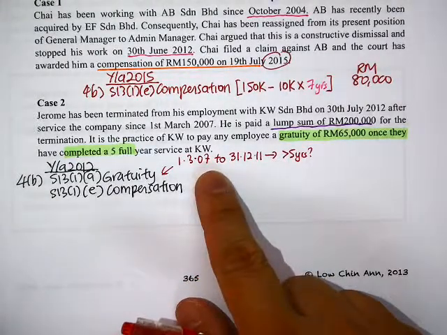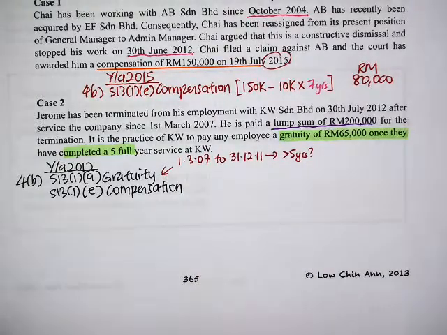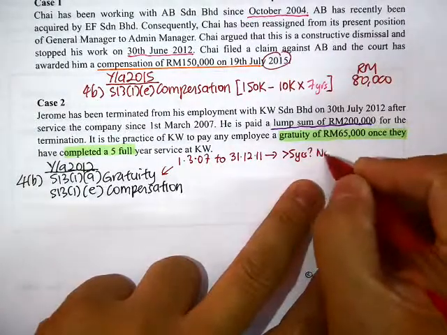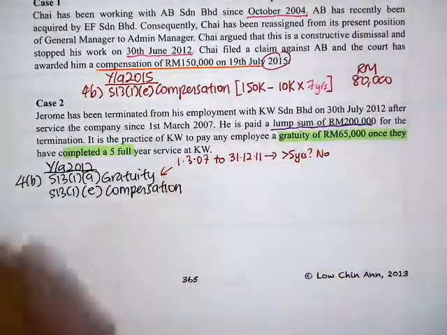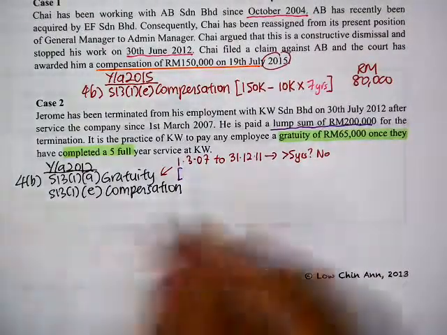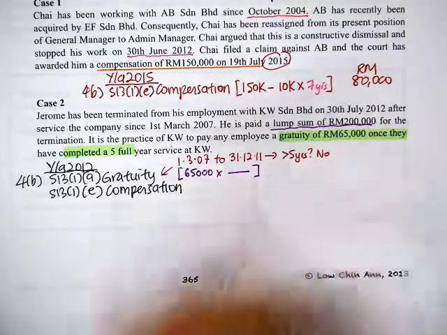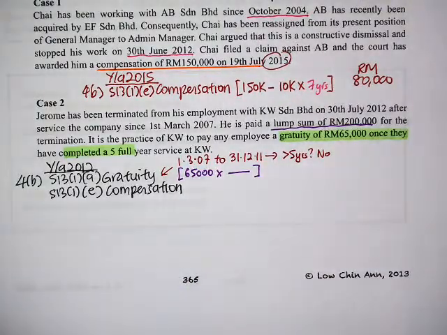February 8, 9, 10, 11. So there's 4 years only. You must get until February 12, only 5 years. So the answer is no. So if not more than 5 years, then what do you do? You time apportion, right? So you must take 65,000 times what? Because usually gratuity you spread back. Okay? You either spread back 6 years or you spread back over the actual. So in this case, you spread back over the actual.